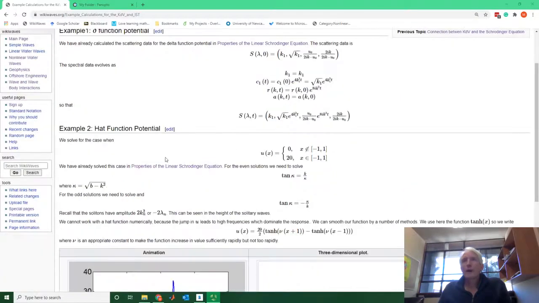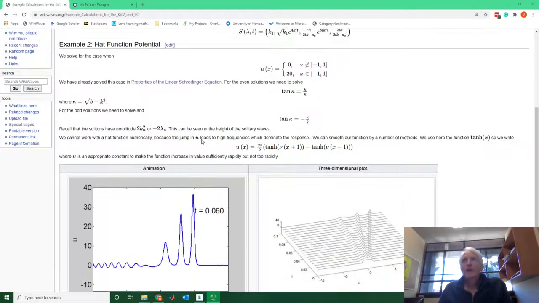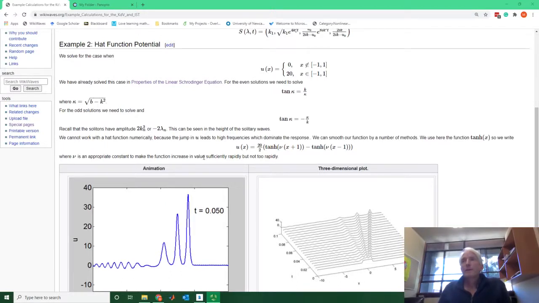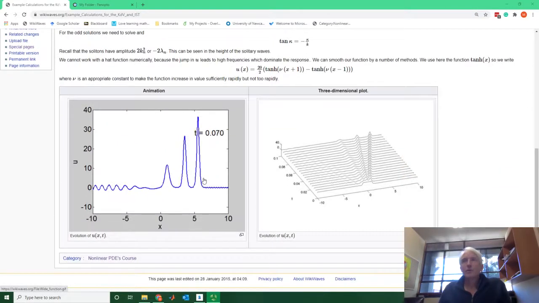But what we're more interested in, we can't compute for the delta function potential numerically. So we're going to solve for this hat function potential. So it's going to be 0 and 20. So those are the numbers. So we have to calculate these are the two transcendental equations we solve to try and calculate the value of the lambda. And this is the numerical solution of the problem.